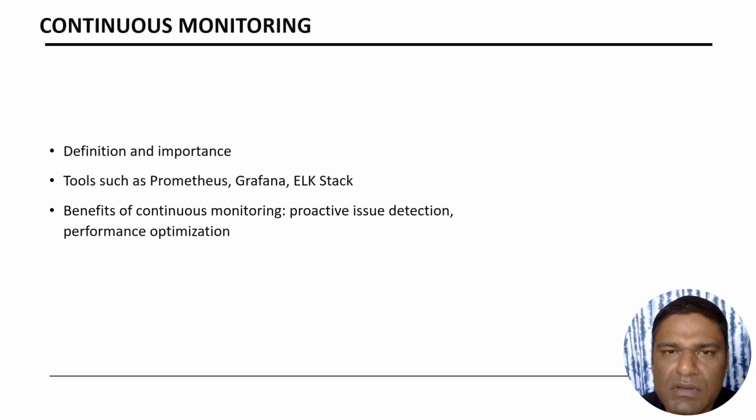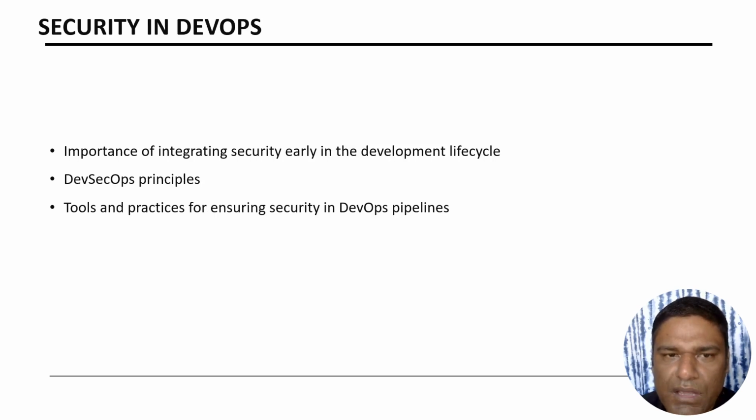Continuous monitoring enables proactive issue detection, helping teams identify and address potential problems before they escalate. By monitoring key metrics such as response times, error rates, resource utilization, teams can optimize performance and enhance the overall user experience. Then next is security.